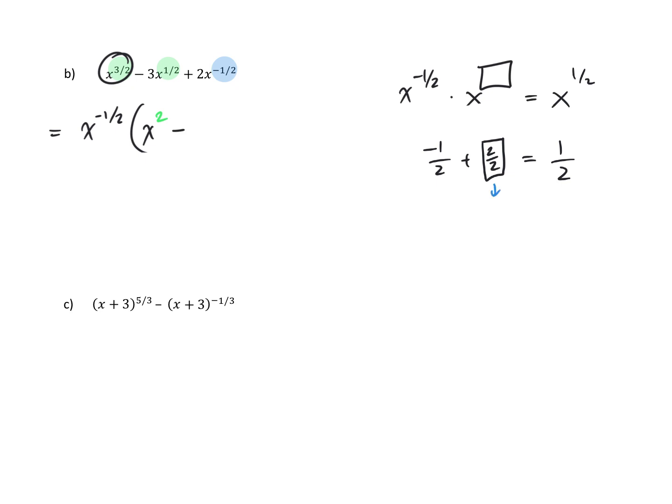And again, that's the same as 1. So that's going to be minus 3 times x to the 1 power. Plus, and for this last term, we factored out that half, so we're just left with the 2.